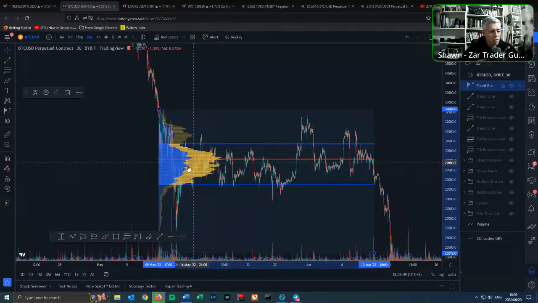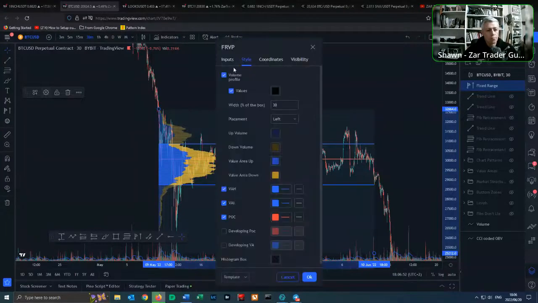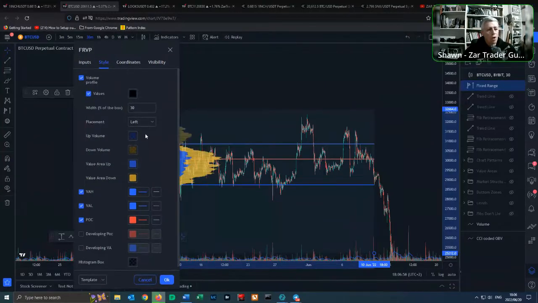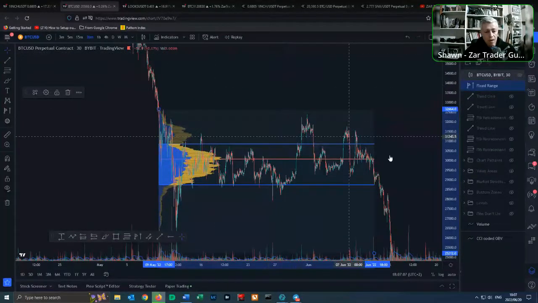We can actually click on that and go settings. Let me just double check. Yeah, so your up volume is blue, the down volume is the yellow. So the blue would be buys or longs, and the yellow would be shorts or sells. So there we can see that red line is where the point of control is. That's where the most volume has been transacted within this range.